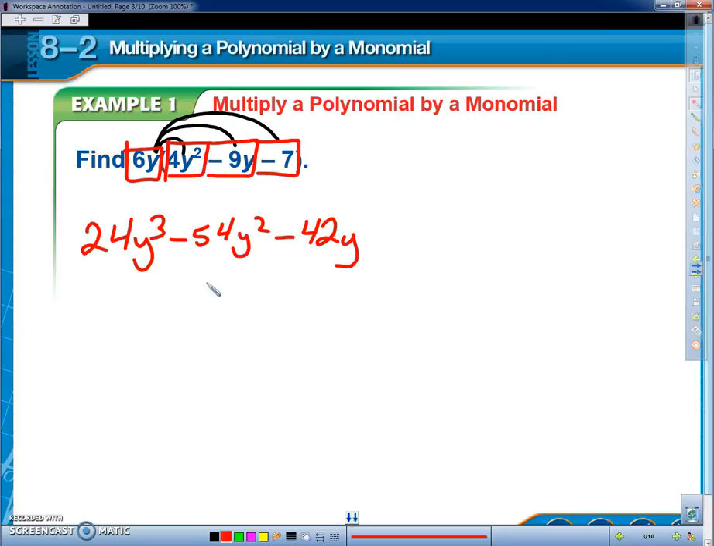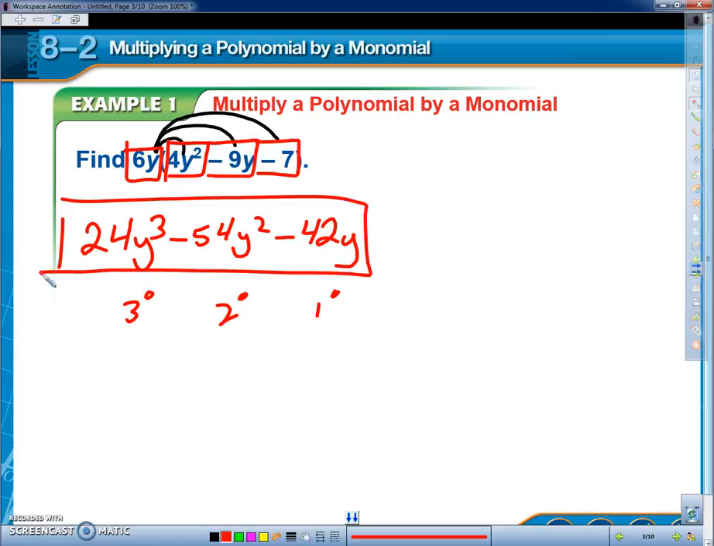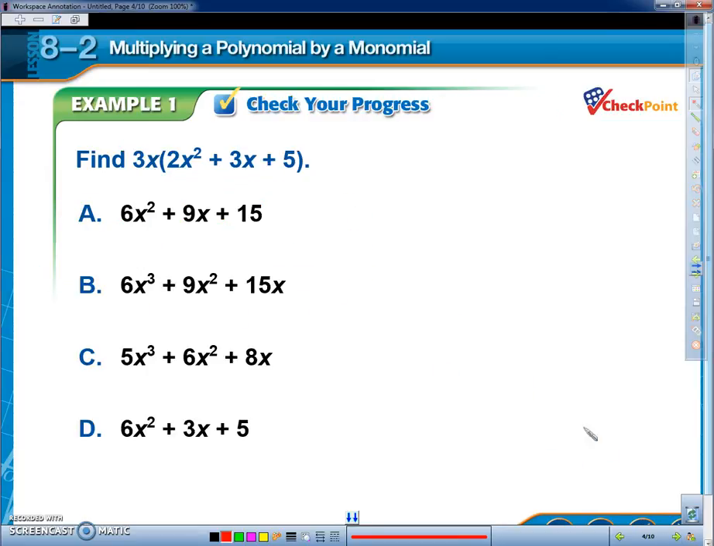Now, what you can do is check your degrees like we did in class today. This is a third degree, this is a second degree, and this is the first degree. So as you're looking at it, this is in order. So this answer right here is correct. All right, keep going here.